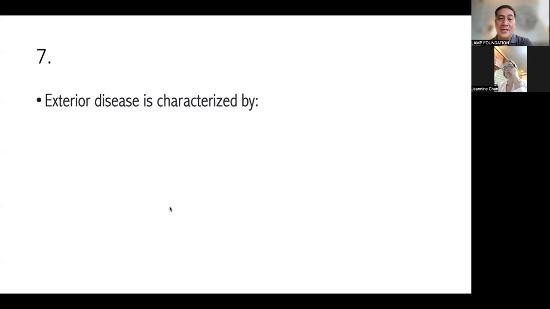Okay, exterior disease is characterized by an acute onset, mild symptoms, and a short duration. So what are all the exterior syndromes? It's wind cold, wind heat, wind dampness, and exterior deficiency.